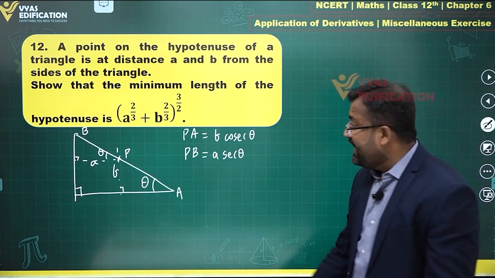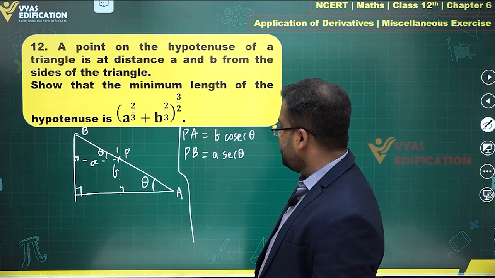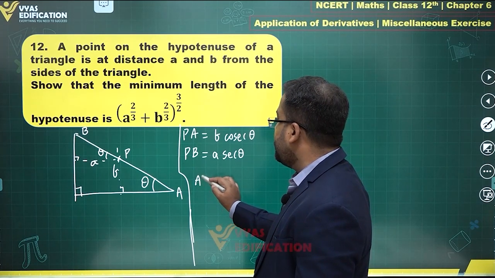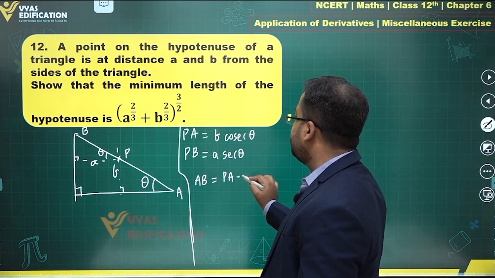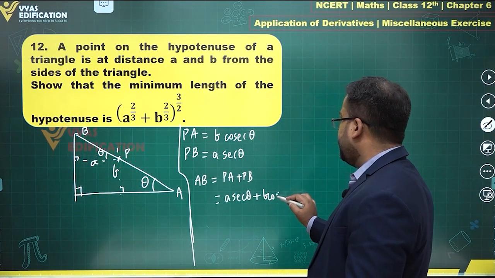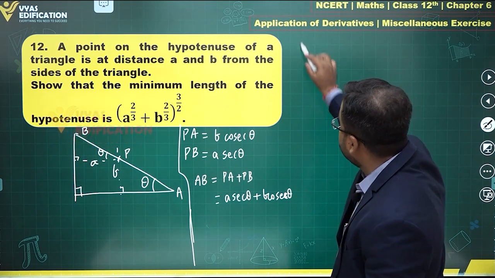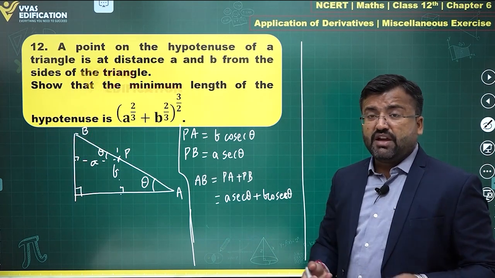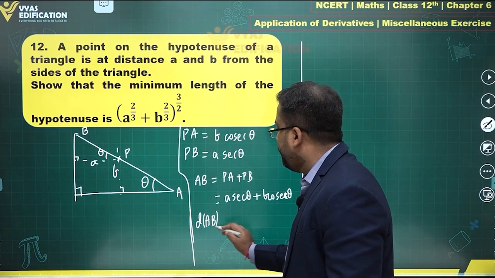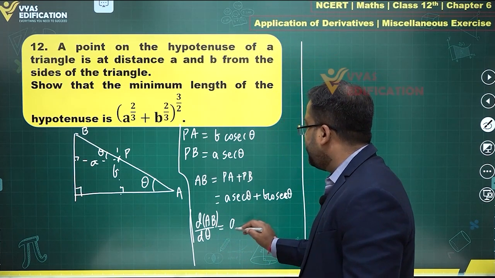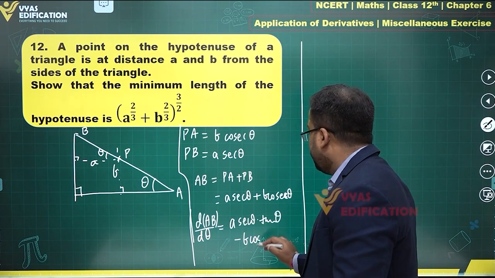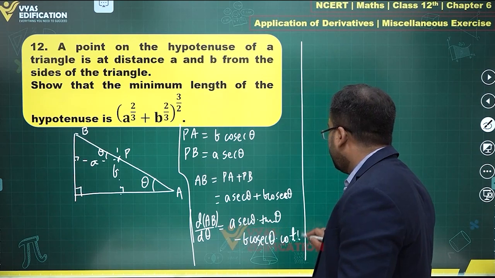Now I can write the length of the hypotenuse easily, with some concepts which I have developed in coordinate geometry. I can write AB is equal to PA plus PB, and this is equal to A sec theta plus B cosec theta. The thing that remains is simple differentiation in terms of theta, and maybe getting the value of theta. So the derivative of AB with respect to theta is A sec theta tan theta minus B cosec theta cot theta. This is what you have.